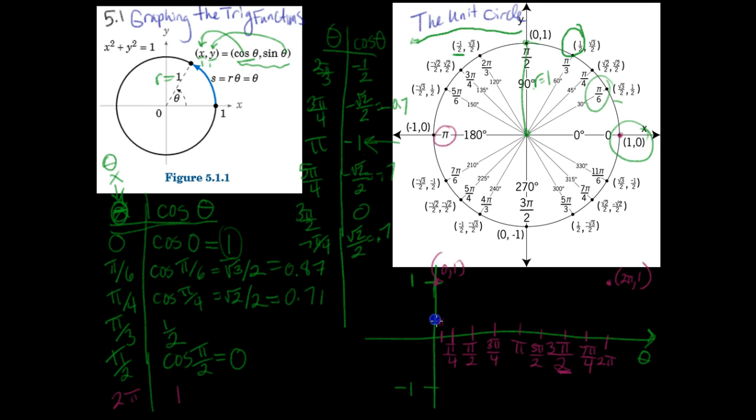So we could put pi over 6. We don't usually use the pi over 6 and the pi over 3. It just starts to get a little busy. So I focus on the quarter rotations.